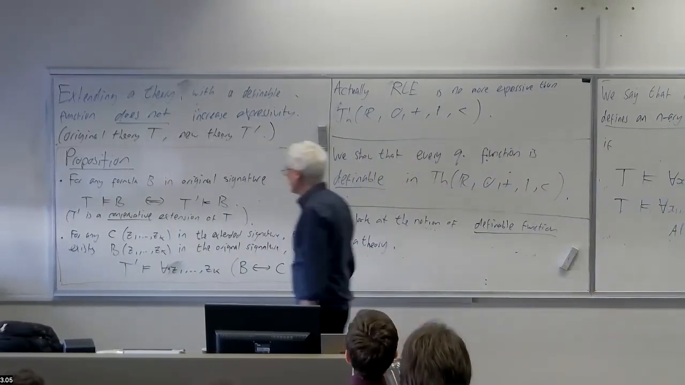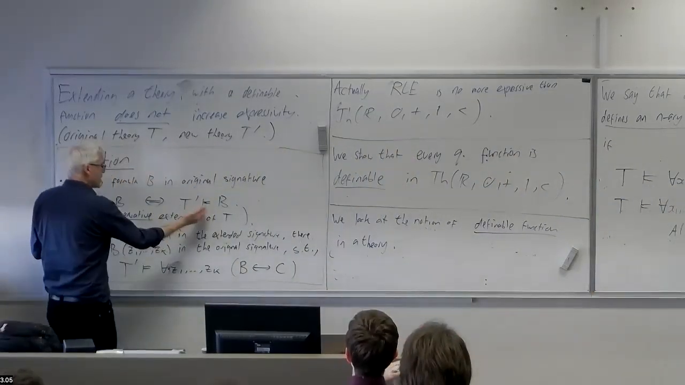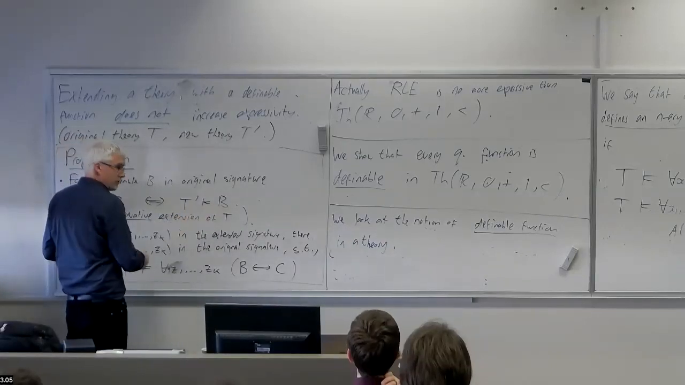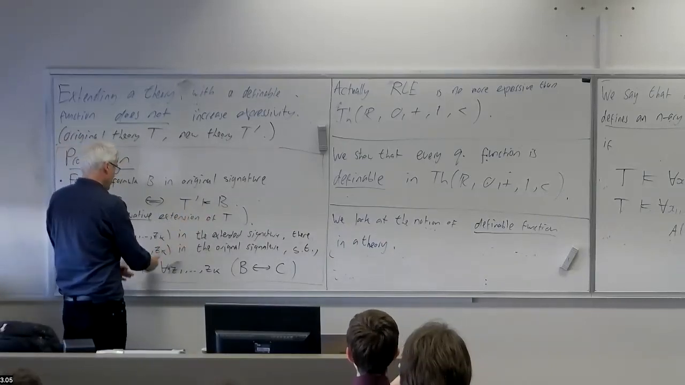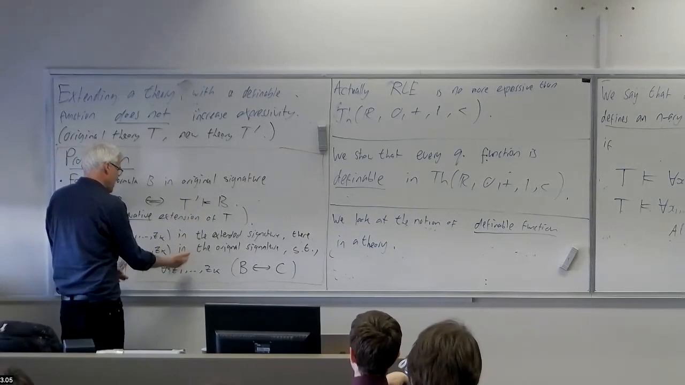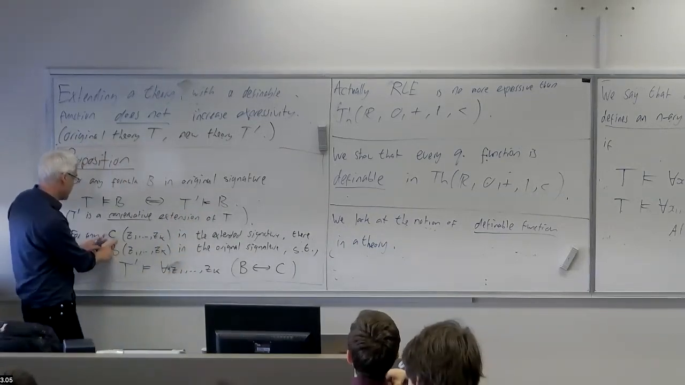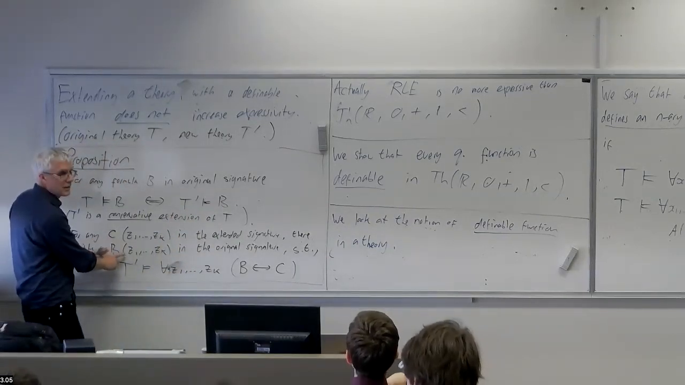And this is just what we need to say: by adding a new function symbol, we haven't changed what we can prove in the original language. And we also haven't changed what we express, because anything we can express now in C is equivalent to something in the original language.